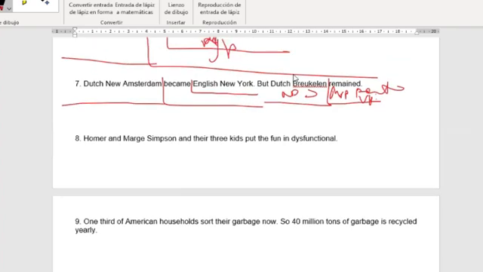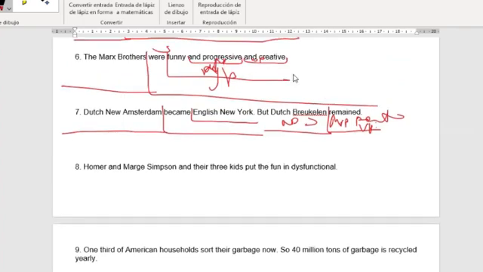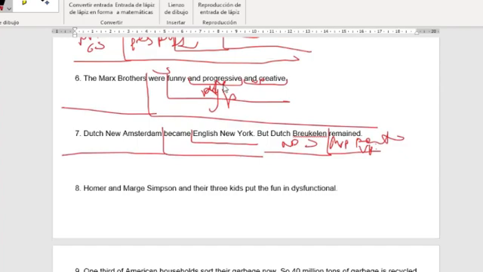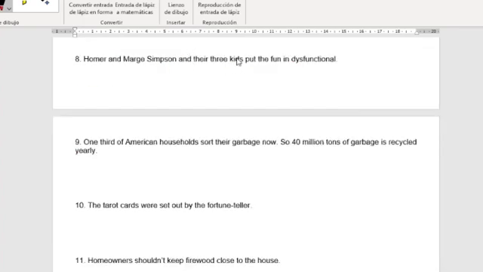Okay, Homer and Marge Simpson. What is this? Proper. And their 3 kids. And what is this? Conjunction. And what is this? Possessive pronoun. And this? That is cardinal. Very good. Cardinal number, and kids, noun.